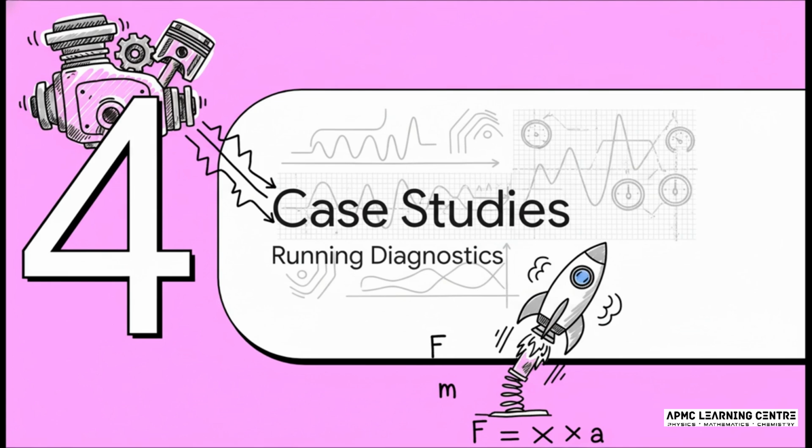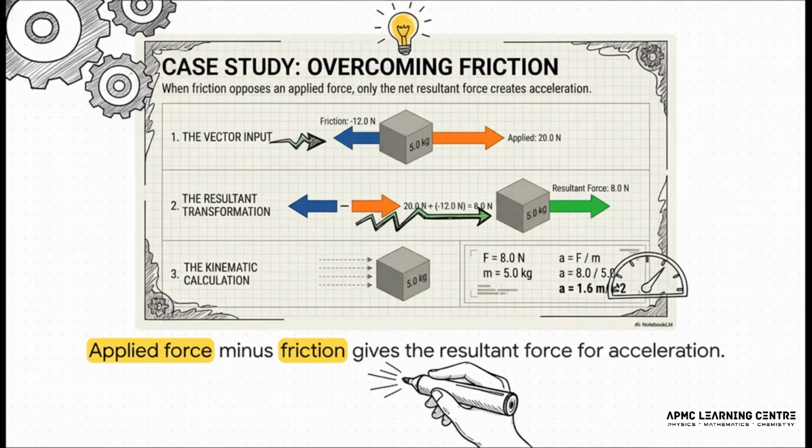Okay, our physics engine is officially assembled. So now let's fire this thing up and run it through a few tests to see how it handles some real-world situations. All right, let's start with a classic. We're pushing a 5-kilogram box, we're applying 20 newtons of force, but we've got 12 newtons of friction working against us. So what's the first step? We find the resultant force. 20 minus 12 gives us 8 newtons. Then we just plug that into F equals ma, and we find our acceleration is 1.6 meters per second squared.